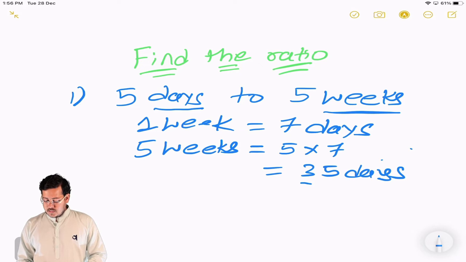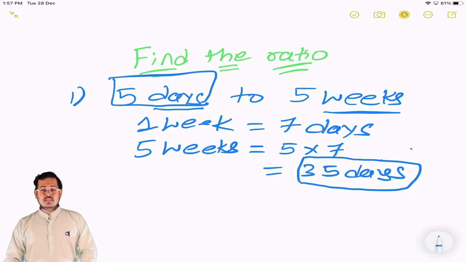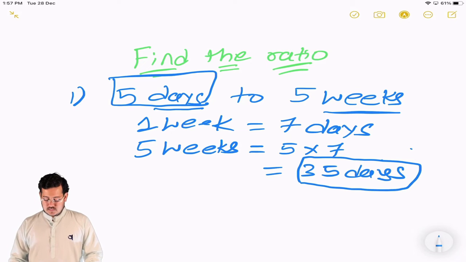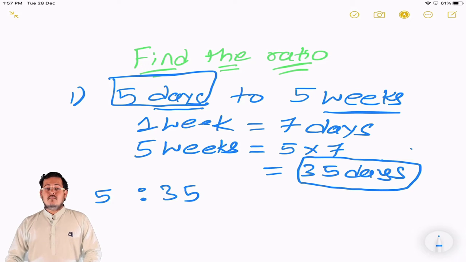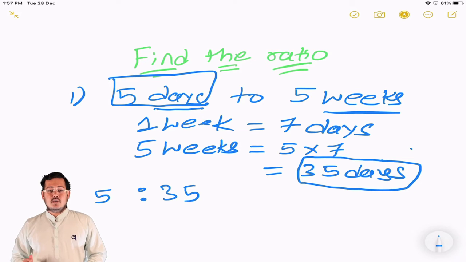Now as you can see here also I am having days, and the first also I am having the days. So now I can find the ratio of 5 days to 35 days. So how would I write the ratio? 5 ratio 35. As both the numbers are having the same unit, I can write in the form of ratio.